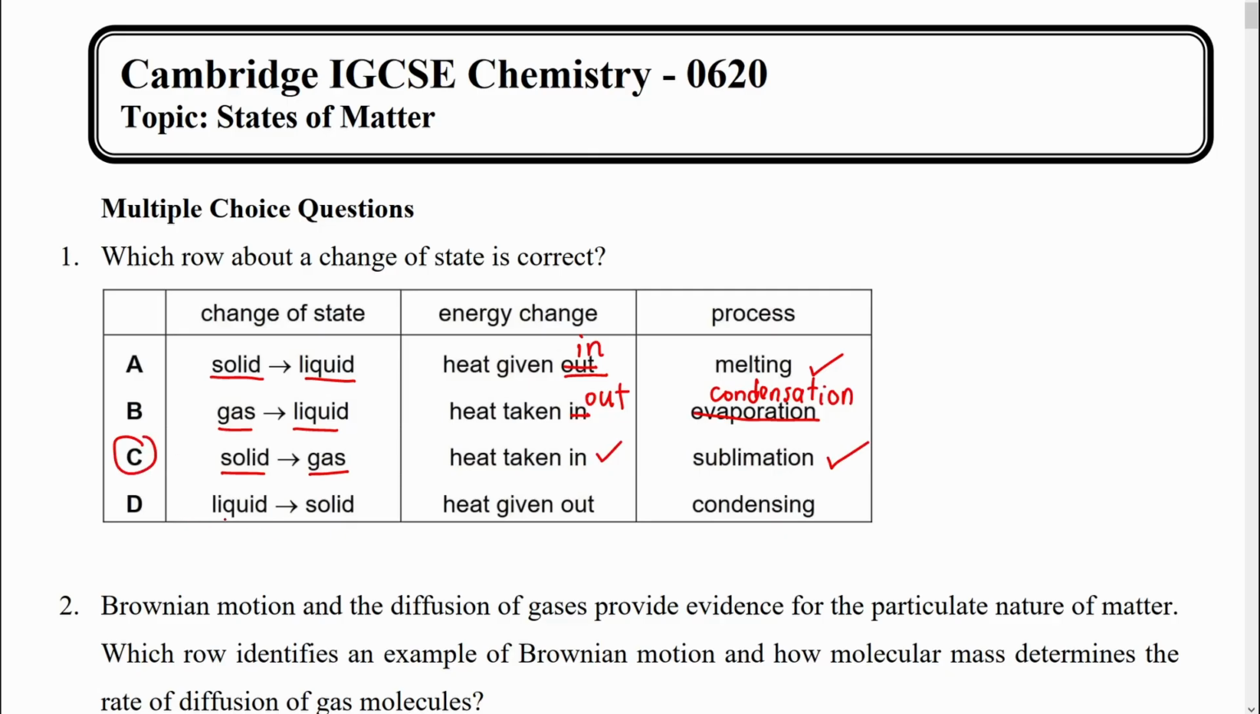What about option D? From liquid to solid. Imagine liquid water turned to an ice cube. And the energy change is heat is given out. Yes, that's correct, because we want to cool it down, right? That's why we have to decrease the temperature, so heat is given out. And the process here is not called condensing, but it's called freezing. So this part is wrong. That's why the correct answer is C.